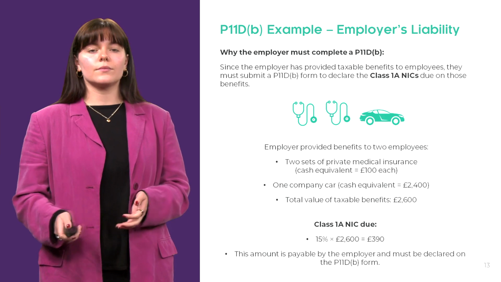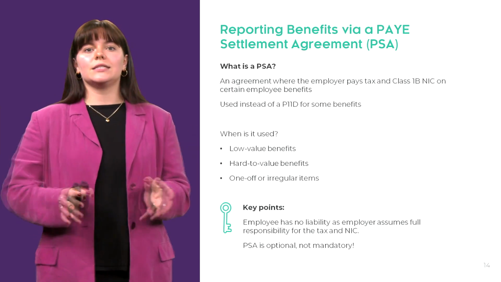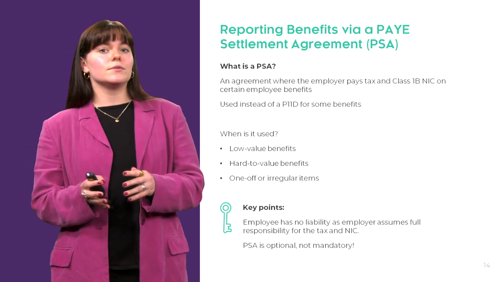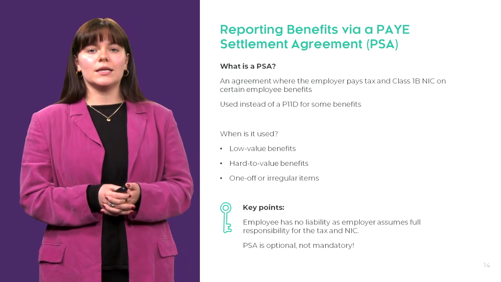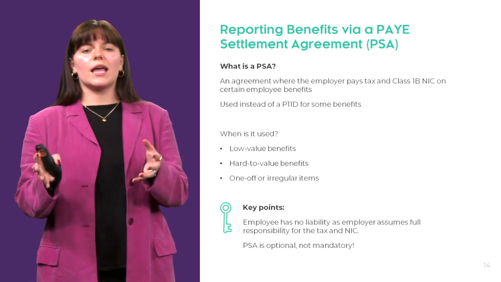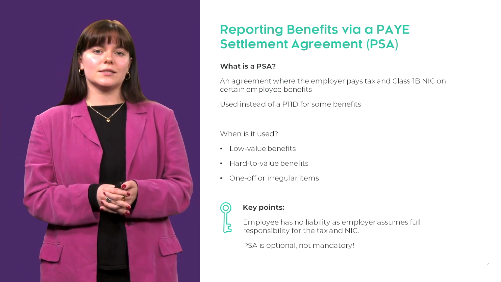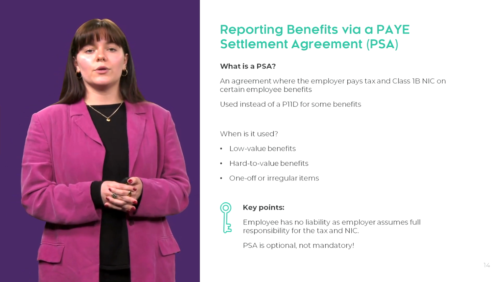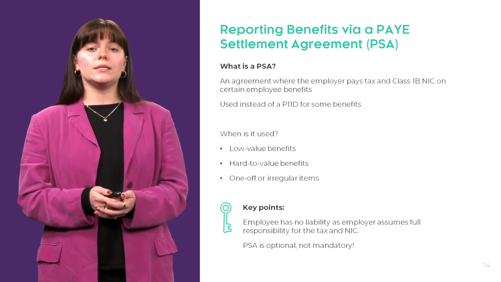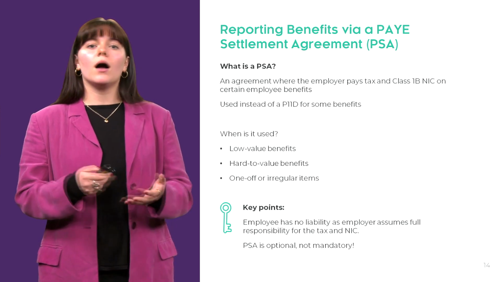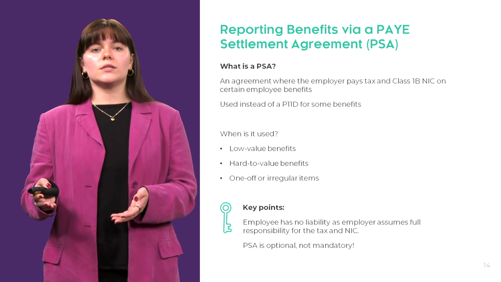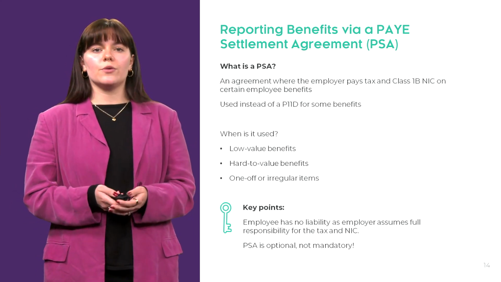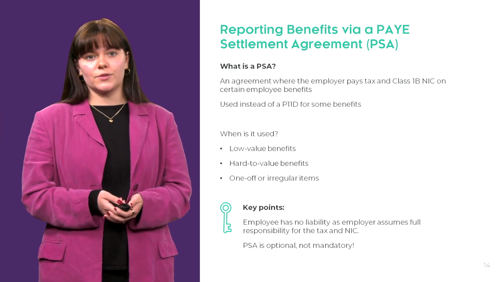Moving on from P11Ds, we also have an alternate way of reporting via a pay-as-you-earn settlement agreement. This is the net that catches everything else not captured by P11Ds. A PSA allows employers to pay tax and Class 1B national insurance contributions on behalf of their employees for certain types of benefits, like low-value benefits or benefits that are difficult to value or one-off irregular items.